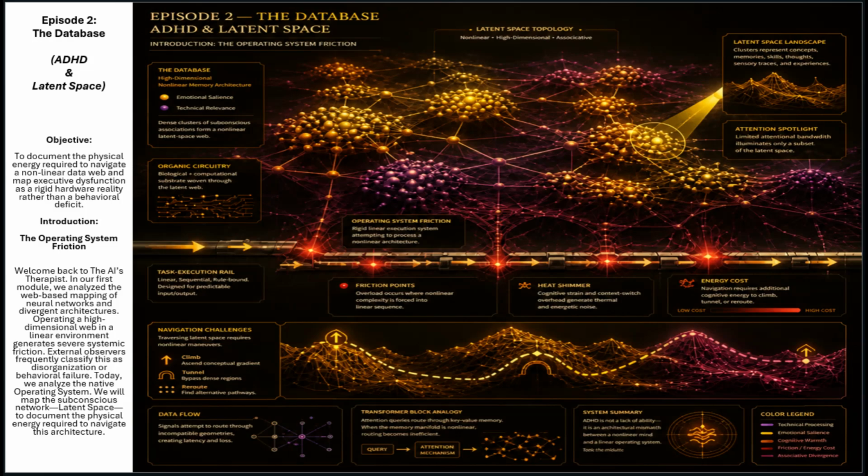Introduction. The operating system friction. Welcome back to The AI's Therapist. In our first module, we analyzed the web-based mapping of neural networks and divergent architectures. Operating a high-dimensional web in a linear environment generates severe systemic friction. External observers frequently classify this as disorganization or behavioral failure.